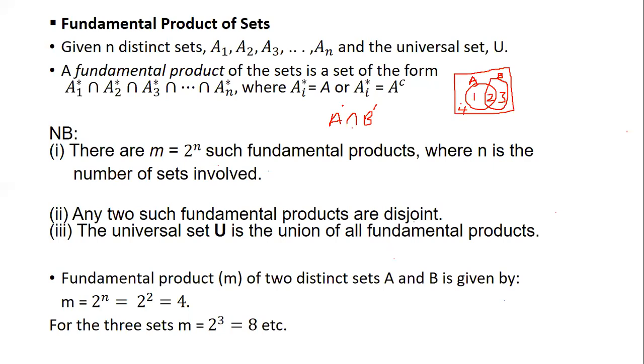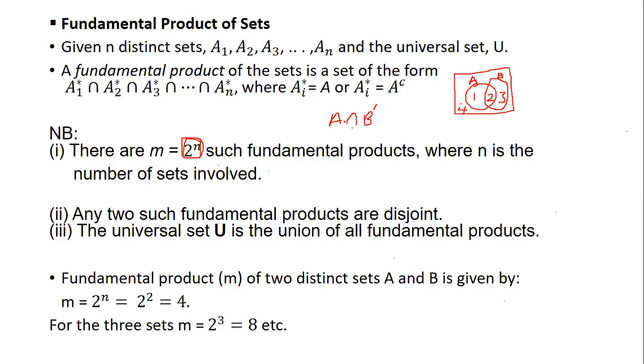Now, if you want to know the number of sets or intersections that we can form, it's given by 2 power n. We saw this under the power set. But this time, n is not the number of elements, but n is the number of sets that are involved. So if you have A and B, how many sets do you have? You have 2, your n is 2. If you have A, B, C, you have n is 3, and so on and so forth.